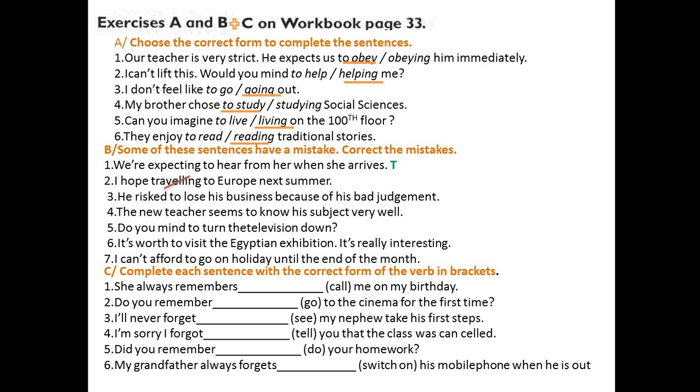Section C: complete each sentence with the correct form of the verb in practice. Number 1: She always remembers to call me on my birthday. Be careful with the verbs remember and forget. Depending on the meaning, we should use the infinitive or verb plus ing. Let's do number 1: to call me on my birthday. The other sentences you should do by yourself as practice.